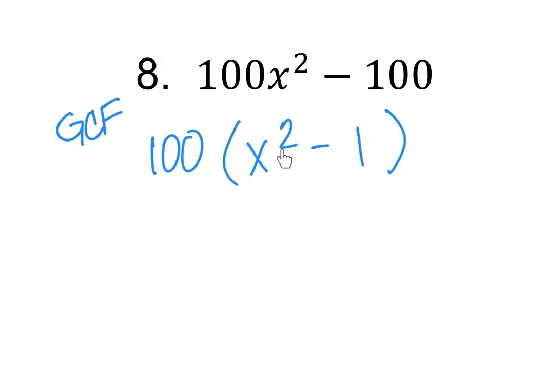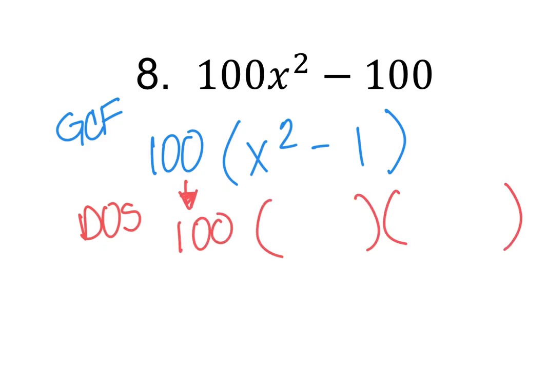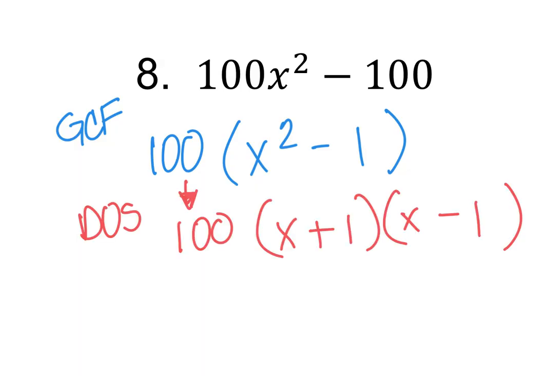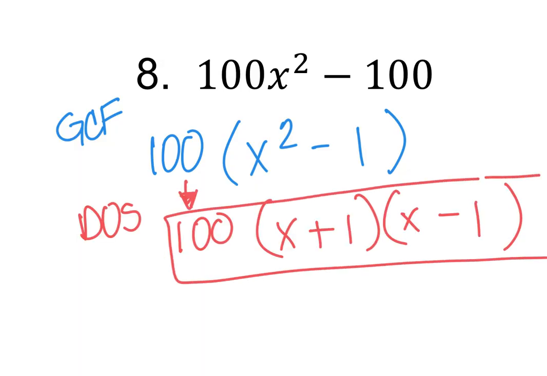Now we have two terms with an x squared. So what do we do next? We do difference of squares, DOS. So let's bring down that 100. Two parentheses, and difference of squares, we know we have a plus and a minus. Let's separate those x's, and the number times itself, that is 1, would be 1. And that is our final answer.